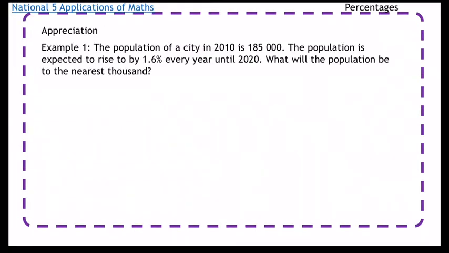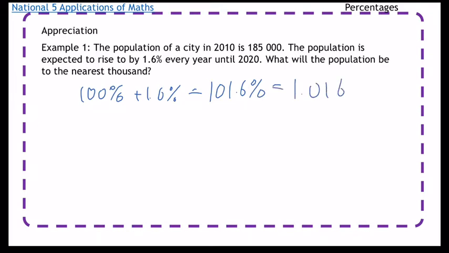So example 1, the population of a city in 2010 is 150,000. The population is expected to rise by 1.6% every year until 2020. What will the population be to the nearest 1,000? So doing appreciation, so it's 100% plus the 1.6%. So that gives me 101.6%. And as a multiplier, that'll be 1.016.